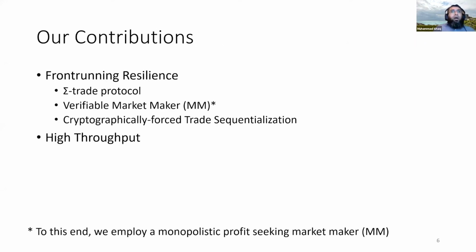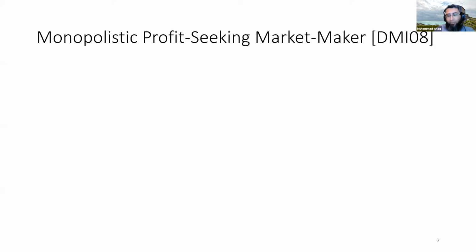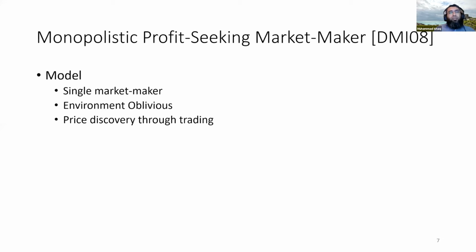Right, so for the verifiable market maker, we employ a monopolistic profit-seeking market maker. So let's briefly look at it before we look at our building blocks. So specifically, we are instantiating this profit-seeking market maker by Sanmay Das and Malik Magdon-Ismail, DMI08. The model is that the market is modeled as a process in which a single market maker exists. Environment oblivious means that this market maker has no idea of the true value of the assets, except maybe a mild prior.